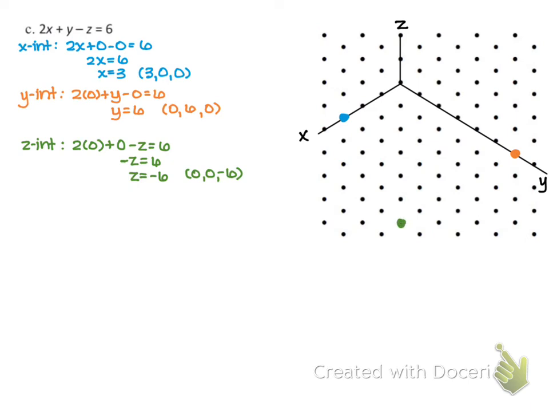Now what I'm going to do is connect those dots. And I know it doesn't really look like much, but if we actually graphed this, we would see that this is a plane that comes through and intersects the axes at all of those locations. So let's actually see what that looks like.